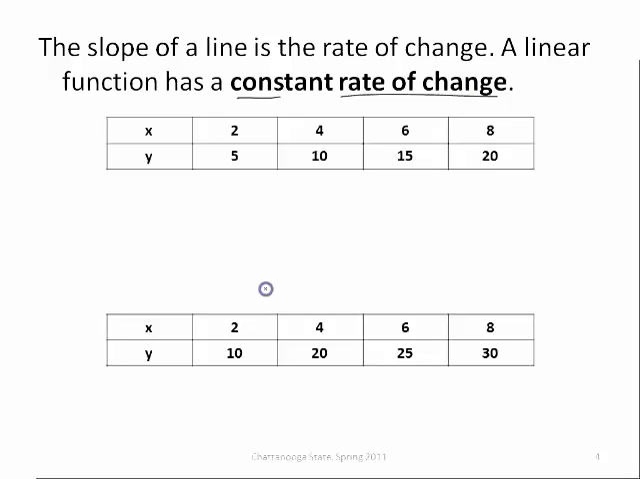So if you look at this first table that I had out here, if you notice the x values, each x value increases by 2 units. And each y value increases by 5 units. So because we have the same difference in all of our y's and all of the x's, this one is linear because it has a constant rate of change.